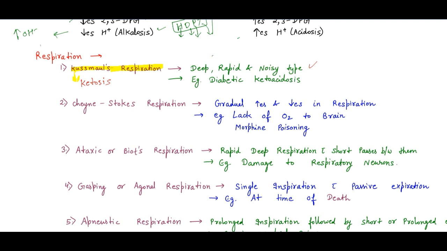The next is Cheyne-Stokes respiration. If you find a gradual increase and decrease in respiration, that is Cheyne-Stokes respiration. It is caused by lack of oxygen to the brain. For example, can morphine poisoning also show Cheyne-Stokes respiration? Yes. Morphine poisoning is the most common cause. Morphine poisoning means Cheyne-Stokes respiration.